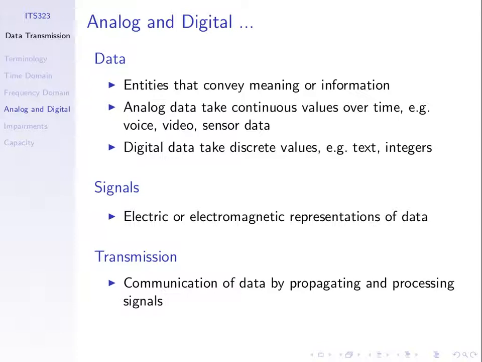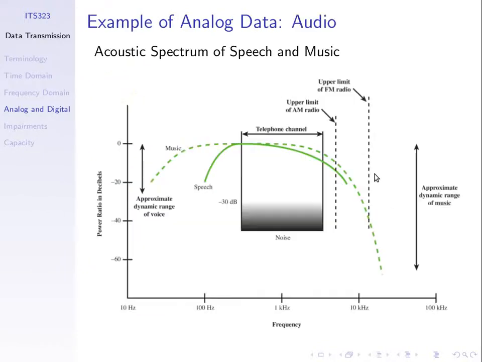The signals represent the data, and the four signal encoding techniques which we're covering are about how we map data to signals. Sometimes we also talk about analog and digital transmission, but we will not cover that today. There are a few slides on it, but let's move along in this course and get into some other aspects.